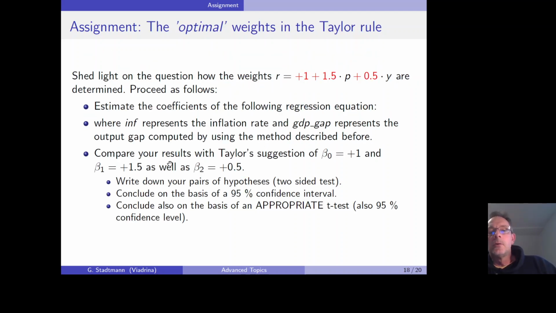You should compare your results with Taylor's suggestion: beta 0 is equal to 1, beta 1 is equal to 1.5, as well as beta 2 is equal to 0.5. You should write down your hypotheses. You should perform a two-sided test. You should conclude on the basis of a 95% confidence interval. And when it comes to the t-test, you should perform an appropriate t-test related to your hypothesis. And also here, you should conclude on a 95% confidence level.